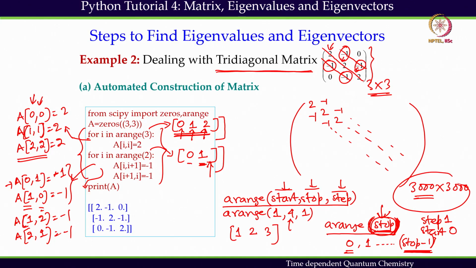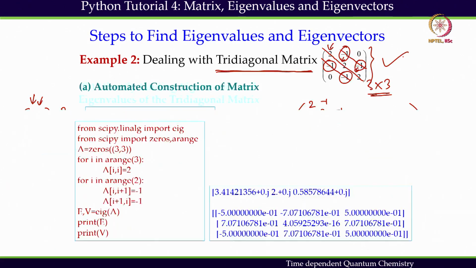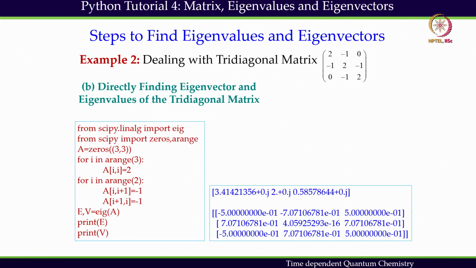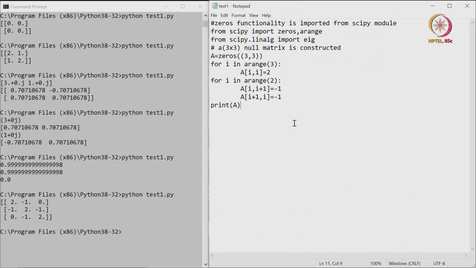the construction of this matrix. So, we have got back the Python representation of this matrix. Next, what we will do, we will just follow the usual procedure to find out the eigenvalue eigenvectors of this matrix.